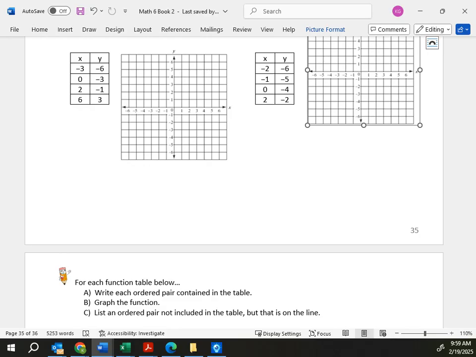When we come back from art, I'm going to do those bottom two together. It's not going to be on my video because I'm stopping the video now. But then your homework is going to be this second page. Okay? So you're going to be doing the same 3 things. Write the ordered pairs, graph the points and draw your line, and then list an ordered pair not included on the table but is on the line, which means we have to find the slope in order to do that. So we will do 2 more together as a class, just not on the video.